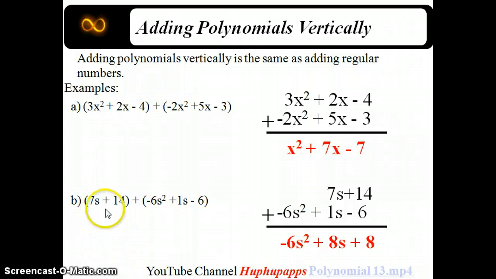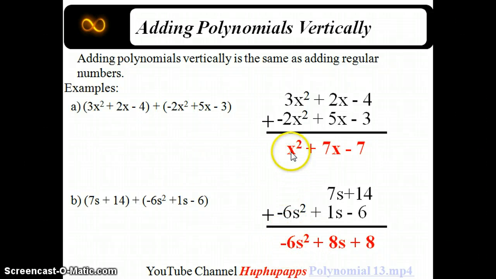So let's try another one. 7s minus 14, and then we have a negative 6s squared plus 1s minus 6, and the way it's lined up is, again, it's like decimals. You're lining up the like terms so that when you're adding, you can just go straight down. So you go 14 plus a negative 6, which is a plus 8, 7 plus 1, which is a positive 8s, and then there's nothing here to add, nothing here to cancel, so you just drop it down and you're left with negative 6s squared.